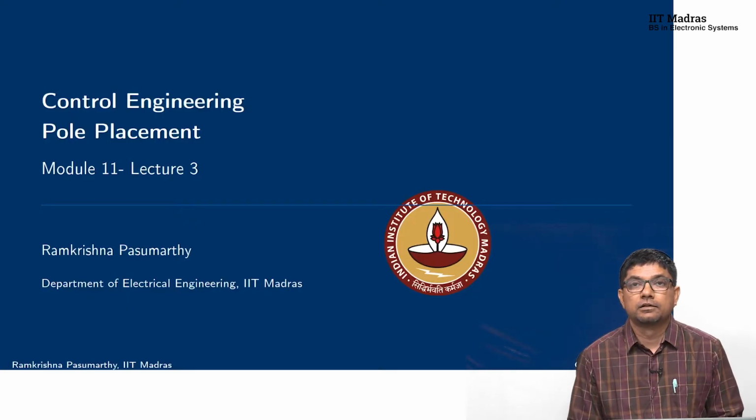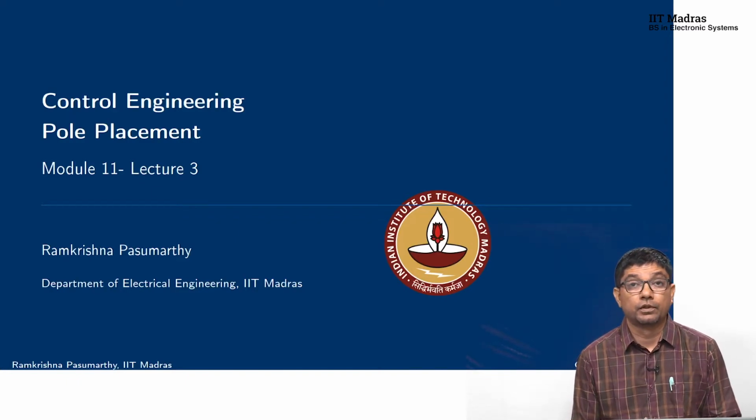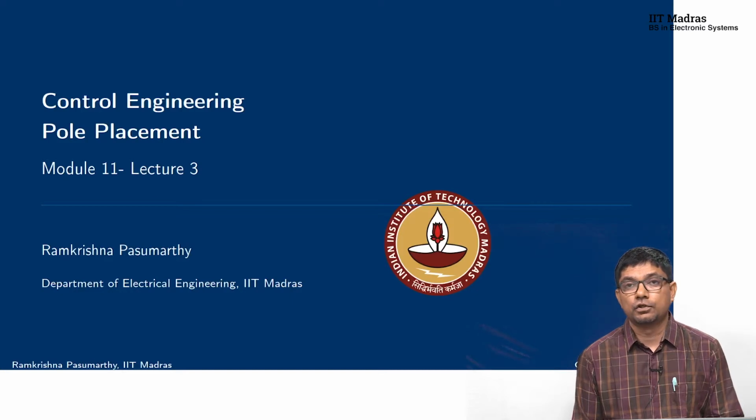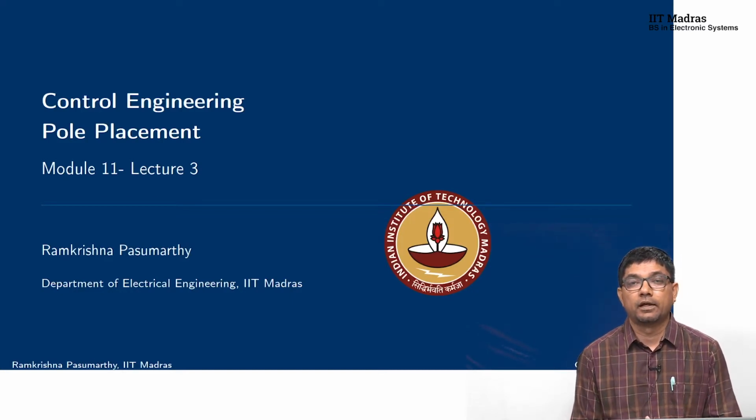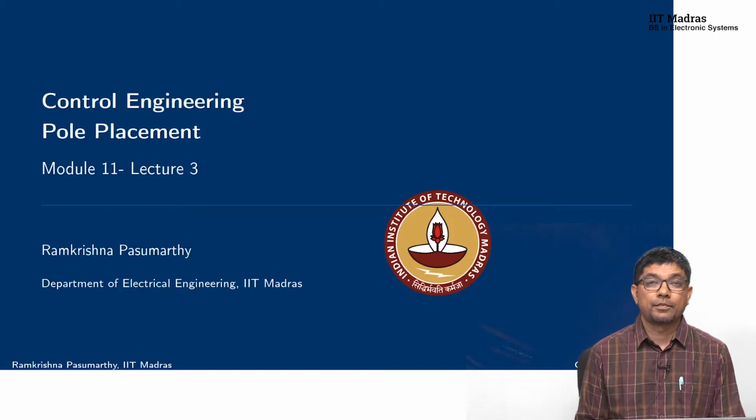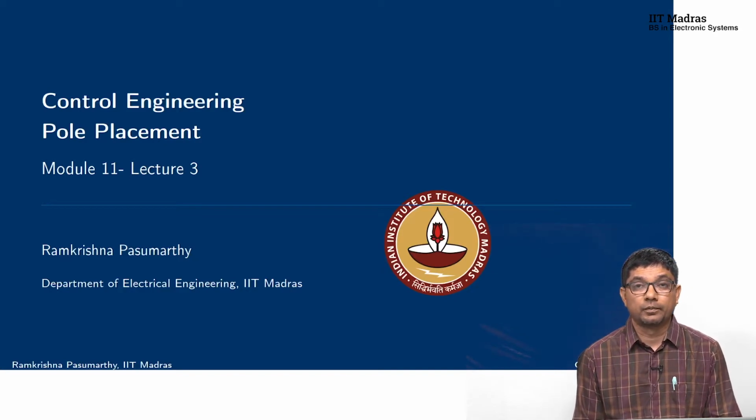In the previous lecture, we defined for ourselves the notion of controllability. We also saw how we check for controllability via the rank condition of the controllability matrix. We also saw what happens when the system is uncontrollable.